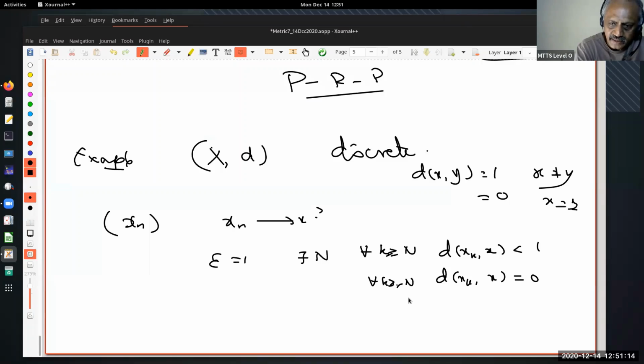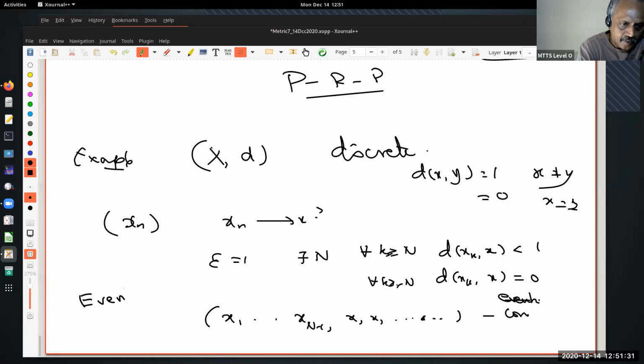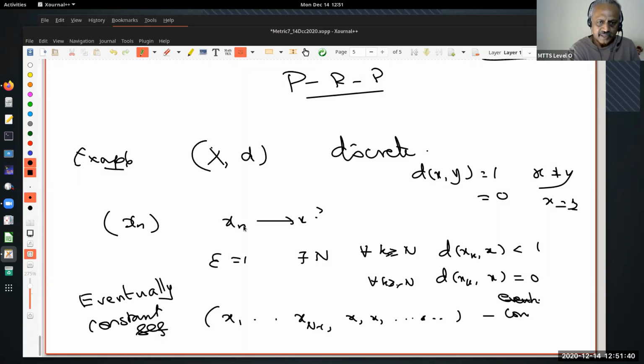You understood that? So what does it say about the sequence? It says the sequence will be like this: x_1 up to x_{n-1} can be anything. After that, it will be just x. It's a constant sequence, eventually. Let me write it: eventually constant sequence. Therefore, if x_n converges to x, after a certain stage everything must be the same constant. What constant? The so-called limit of the sequence. Do you follow that? Okay.